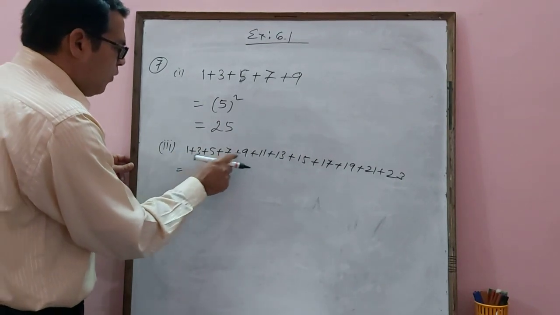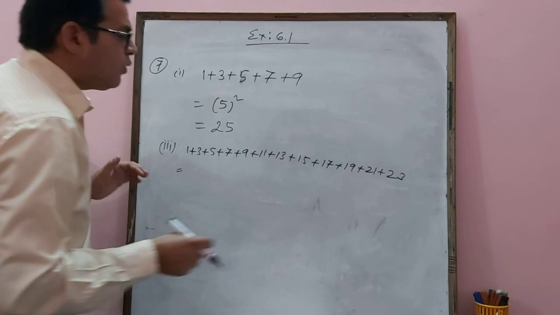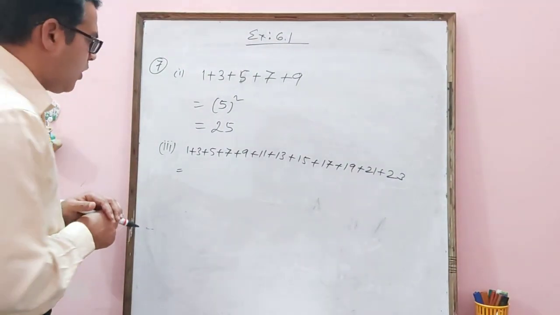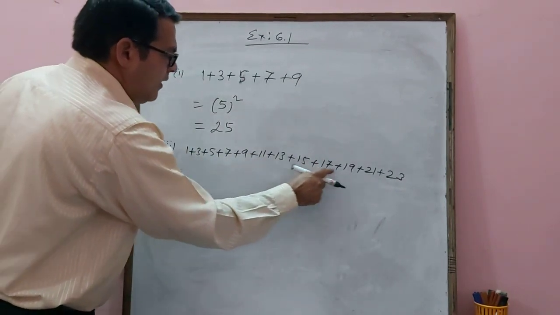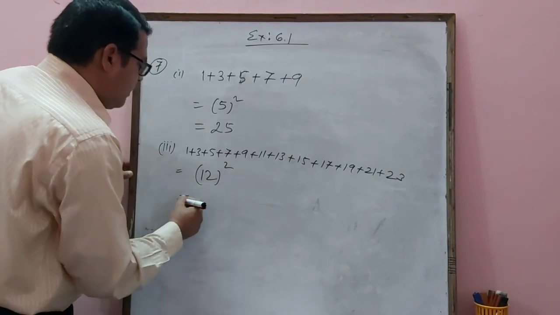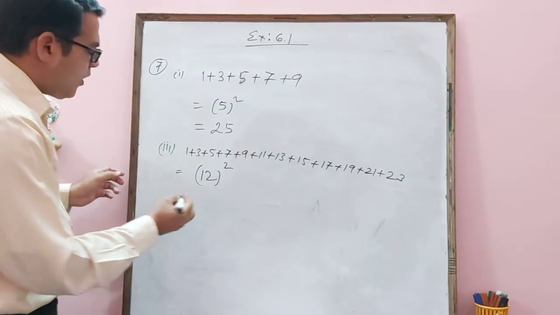1, 2, 3, 4, 5, 6, 7, 8, 9, 10, 11 and 12. So these are the sum of the first 12 odd numbers. So according to the property, this will be the square of 12. So what is the square of 12?